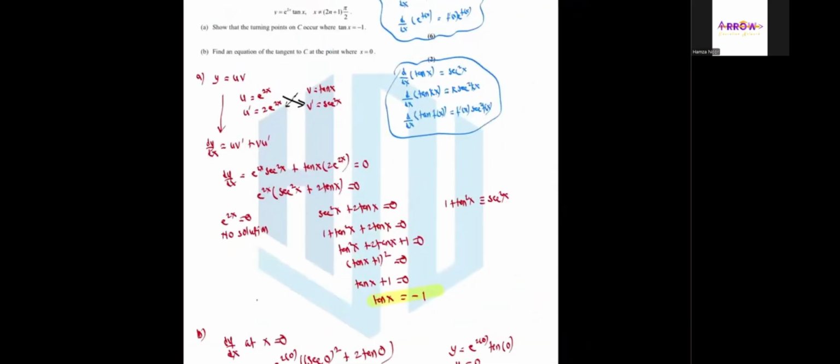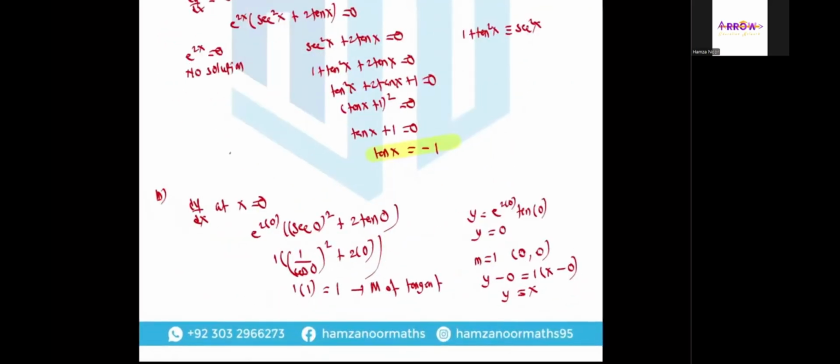Meaning, when we are going to find the equation of the tangent, the line has a gradient of 1 and passes through the origin, which is 0 comma 0. So this is basically y equals mx, where m is 1, so y equals x will be your answer. Using y minus y1 equals m multiplied by x minus x1, y equals x is your answer. Either you can write y equals x, or you can say y minus x equals 0. Both are fine.